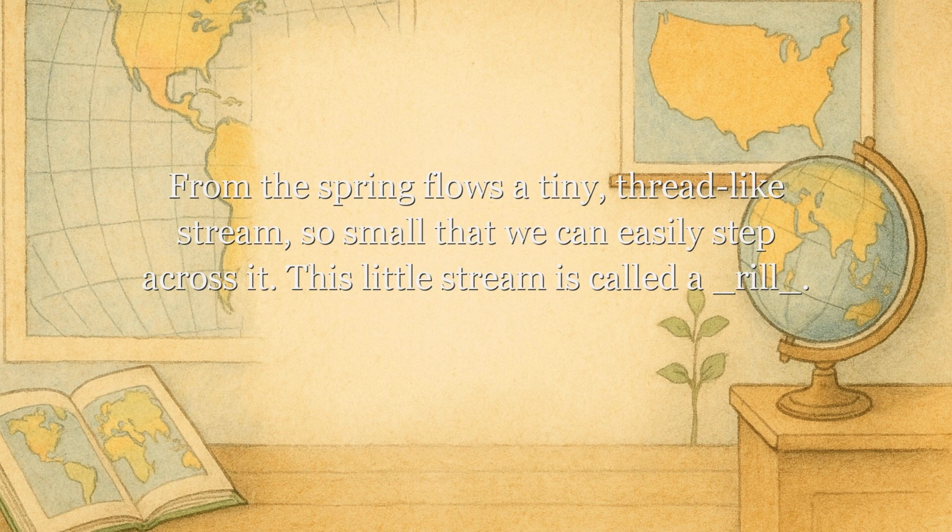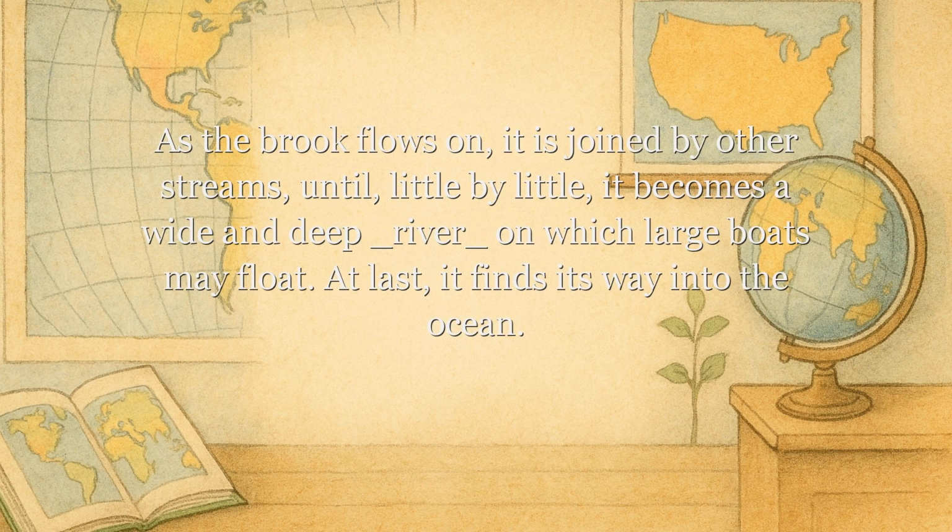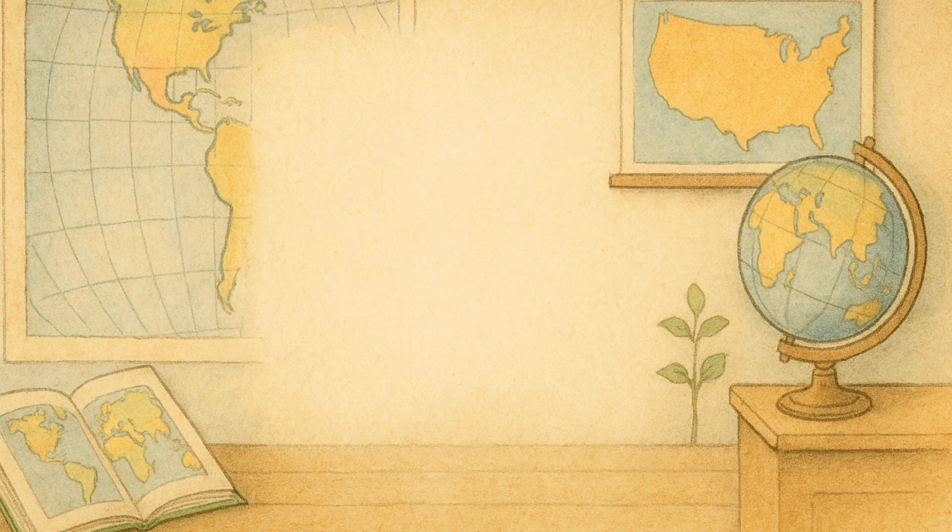From the spring flows a tiny, thread-like stream, so small that we can easily step across it. This little stream is called a rill. Other rills meet this and form a larger stream, which is called a brook or creek. As the brook flows on, it is joined by other streams until, little by little, it becomes a wide and deep river on which large boats may float. At last, it finds its way into the ocean.